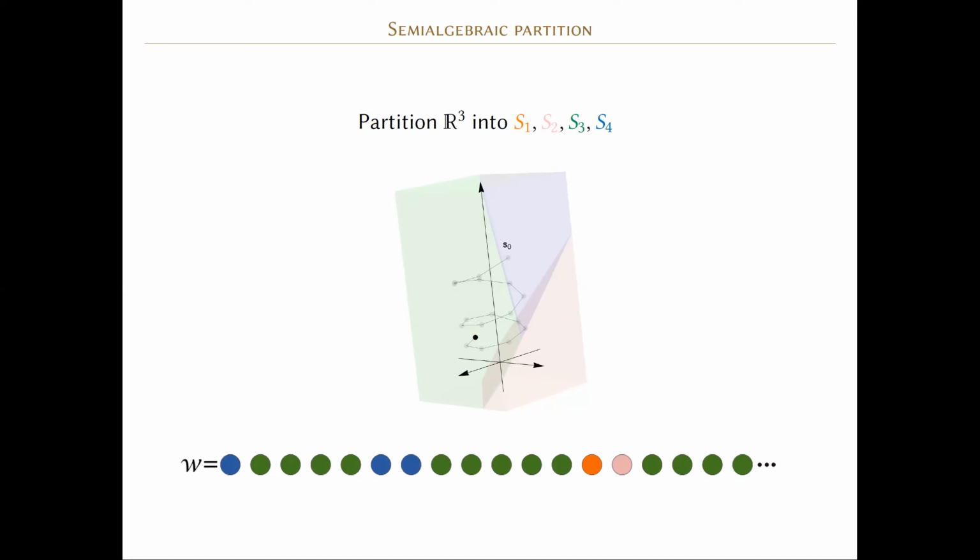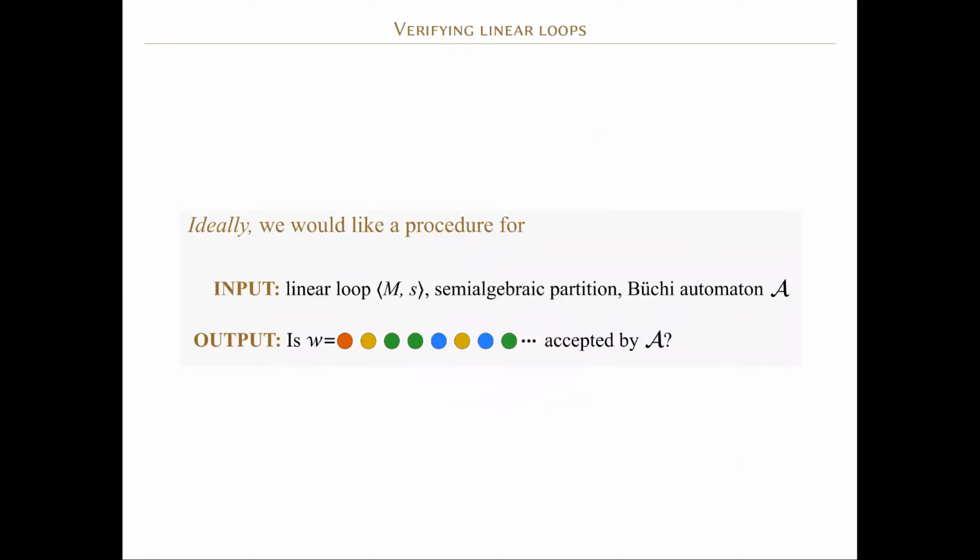And in this direction, what we ideally would like is the following. Given a linear loop with update matrix M and start values S, a semi-algebraic partition of the d-dimensional space, where d is the number of variables, and a Büchi automaton A, decide whether the infinite word of colors generated by this loop is accepted by the automaton A. So this would subsume all the questions that I have mentioned before about linear loops and much more.